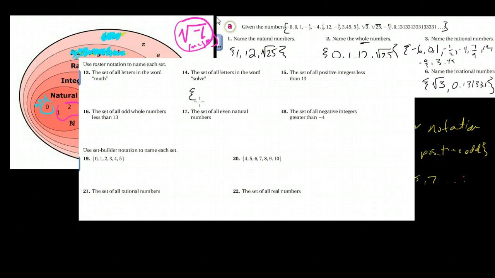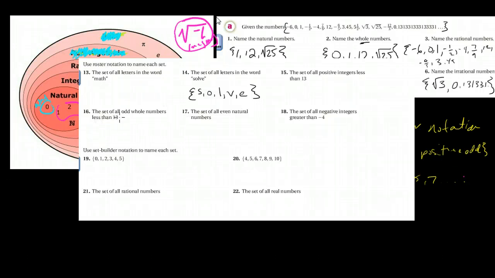So using roster notation, I draw my squiggly line, and the set of letters in the word solve are S, O, L, V, and E. And I close off my set. So that's the set of the letters in the word solve. I could rearrange them if I needed to from lowest to largest. And while that would be okay, we weren't asked to do that. So we'll go ahead and skip that for now.